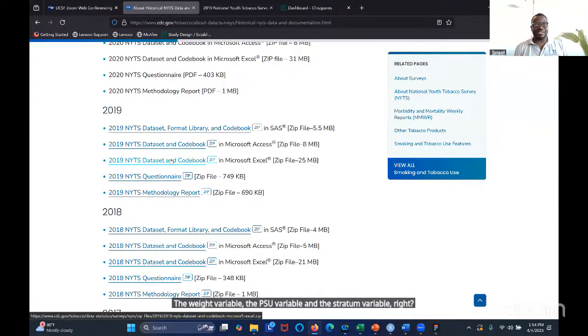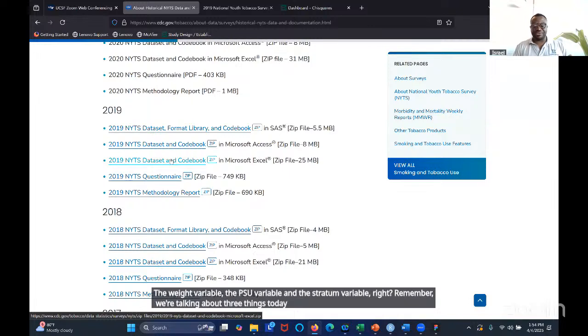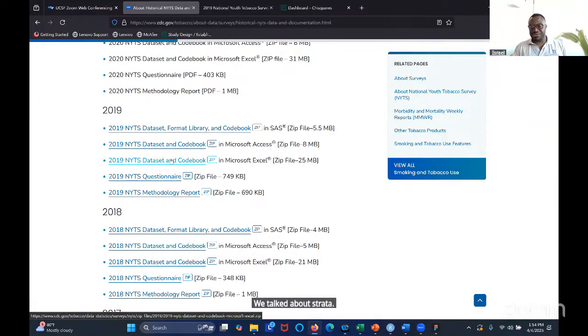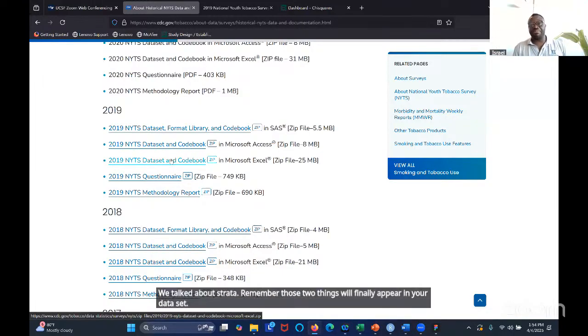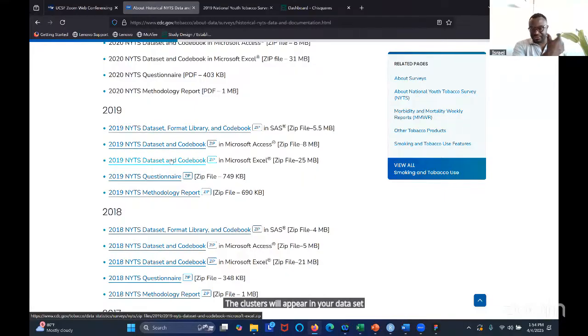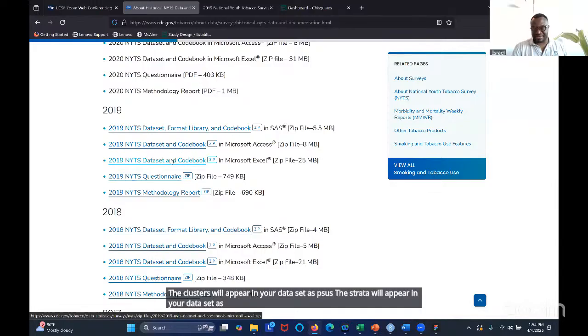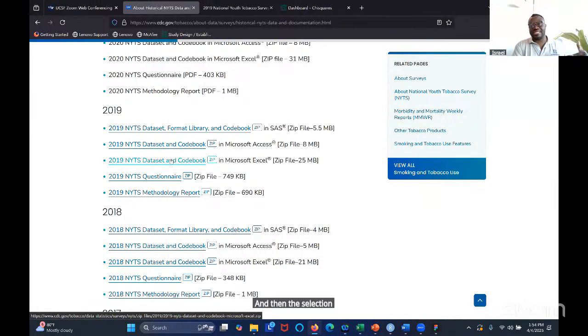Remember, we talked about three things today. We talked about clusters, we talked about strata. Remember, those two things will finally appear in your data set. The clusters will appear in your data set as PSUs. The strata will appear in your data set as strata, right? And then the selection will appear in your data set as weights.